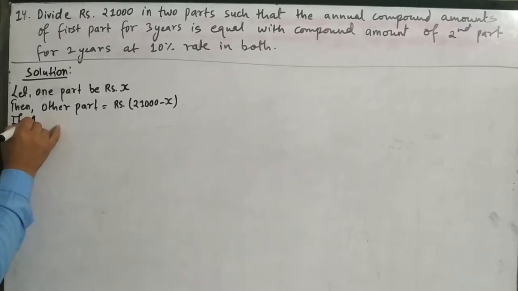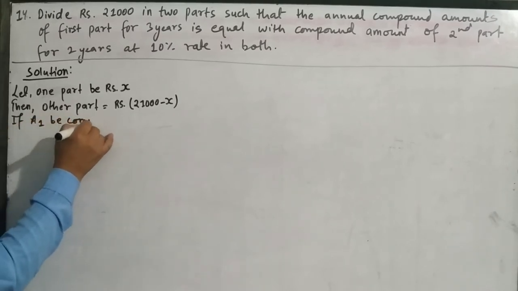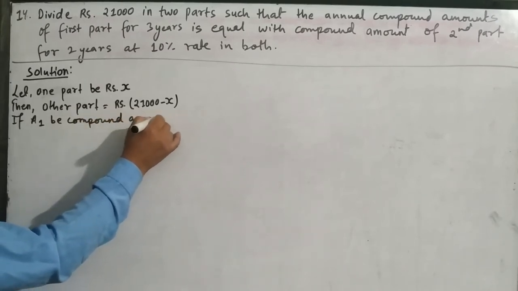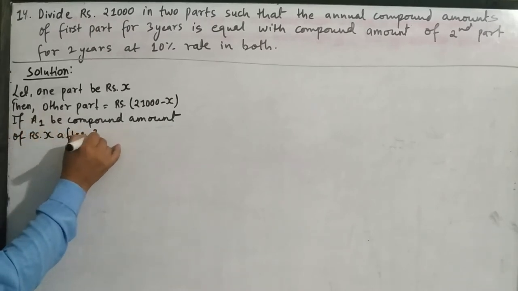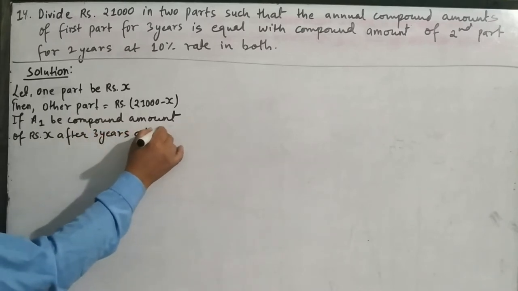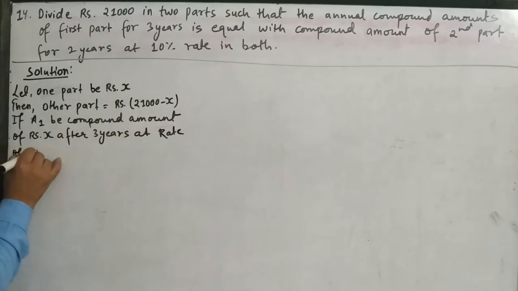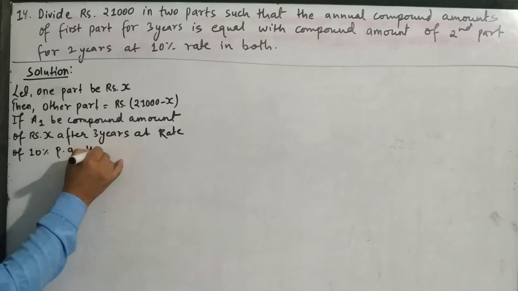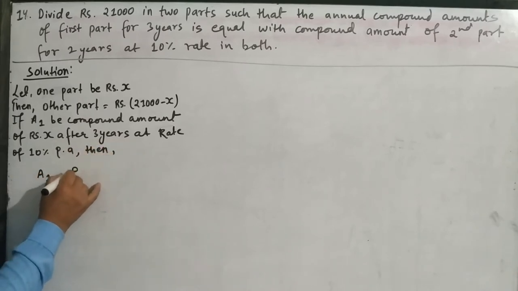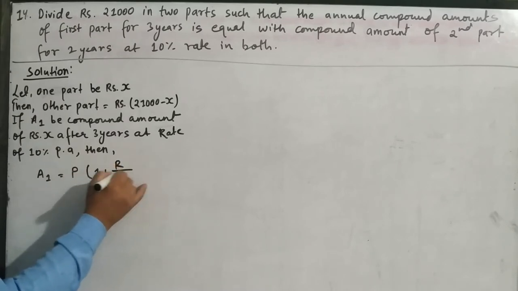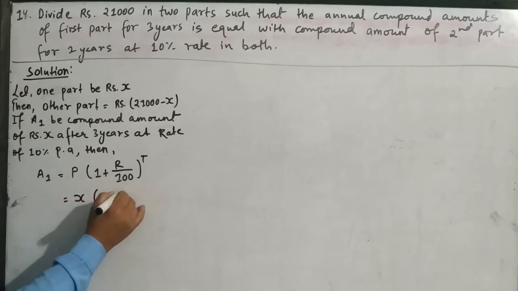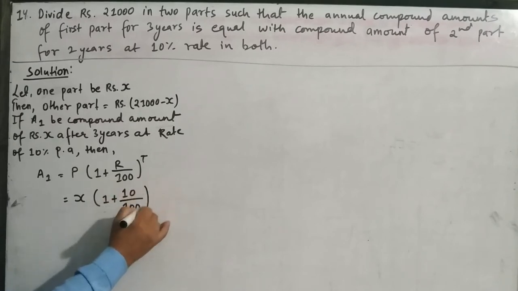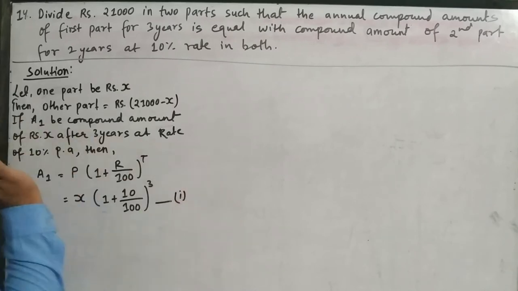If A1 be the compound amount of rupees x after 3 years at rate of 10% per annum, then we can write A1 equals to P (1 plus R divided by 100) whole power T. That will be equal to x (1 plus 10 divided by 100) whole power 3. Let us solve the equation 1.